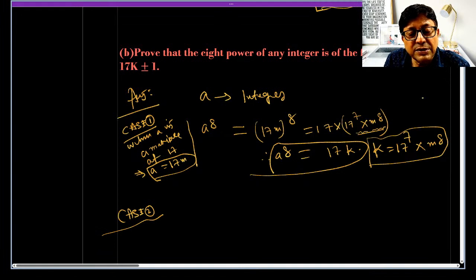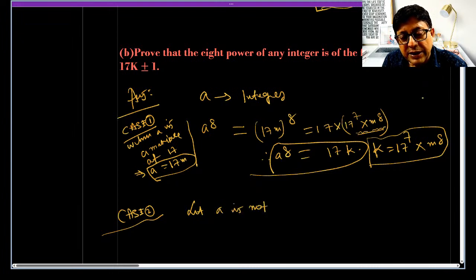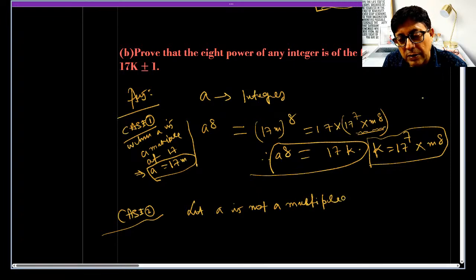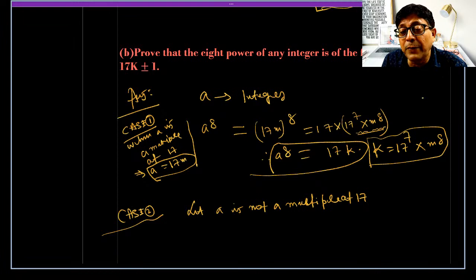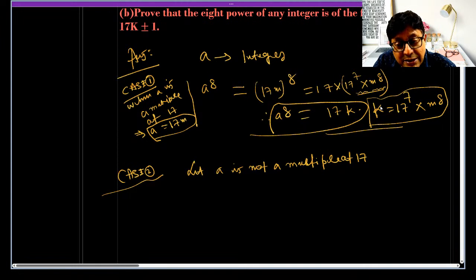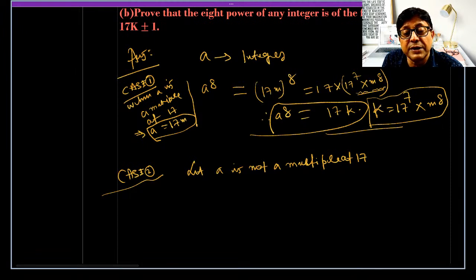Case 2 is what? Let a is not a multiple of 17. Let a is not a multiple of 17. If it is a multiple of 17, it is done. Now we are going to prove, let a is not a multiple of 17.